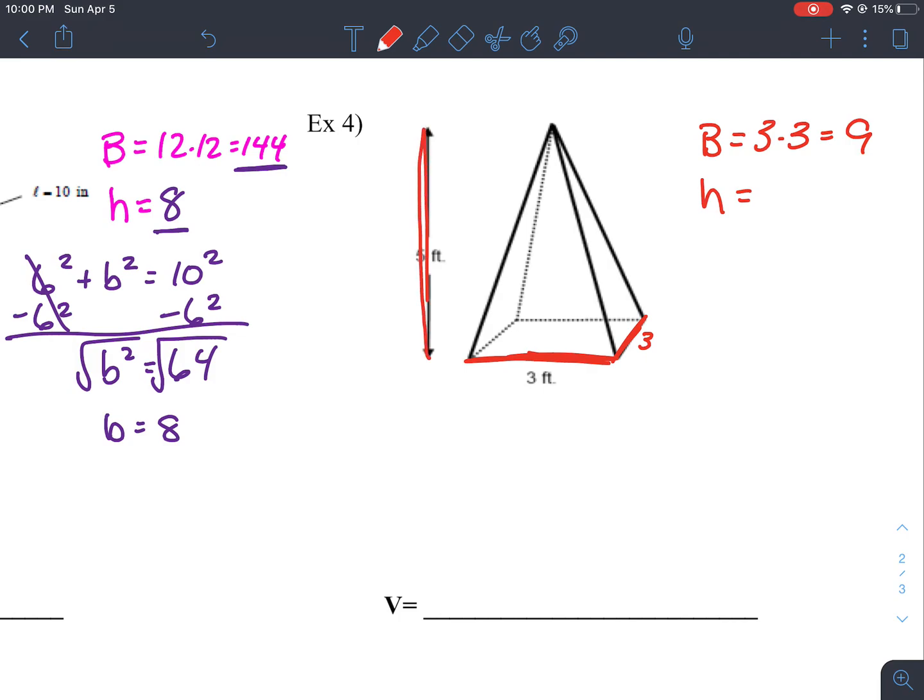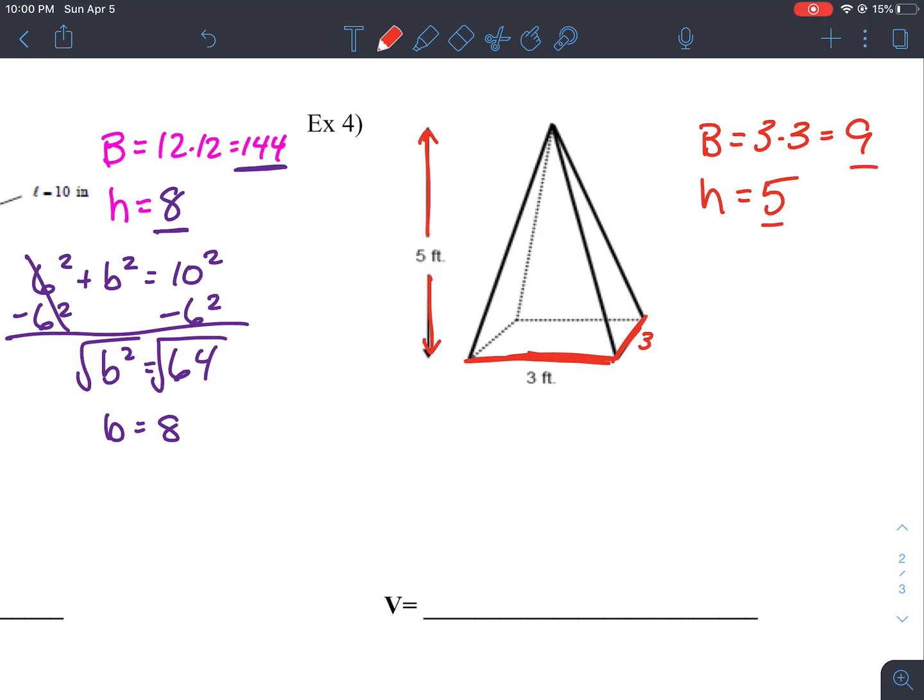Now, this 5 is written on the outside, so we might be thinking it could be a slant height, but notice the direction that the arrows are pointing. They're straight up and down. They're not slanted or running on an angle. It's straight up and down, so 5 is the height.